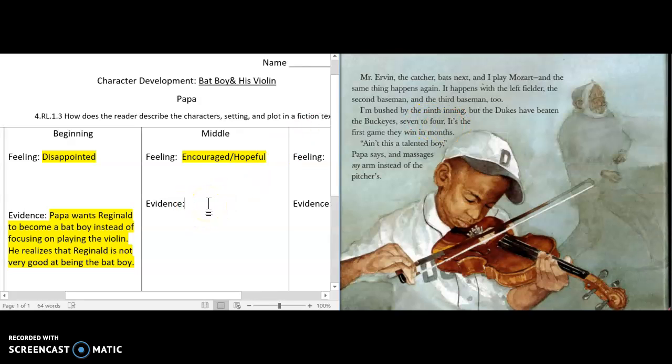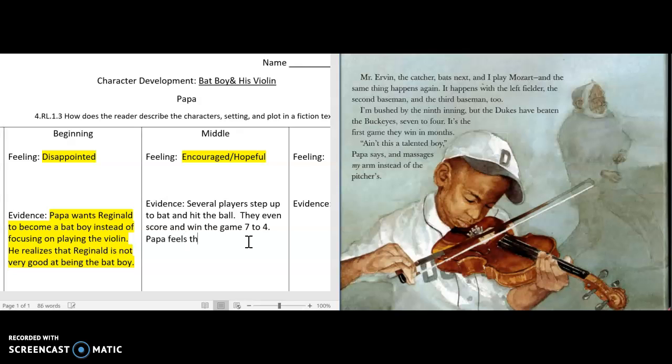So evidence that he's feeling hopeful is that several players step up to bat and hit the ball. They even score and win the game 7-4. So how does that support that he's feeling hopeful? Papa feels that the team might even beat the, and I should go back in the text here.